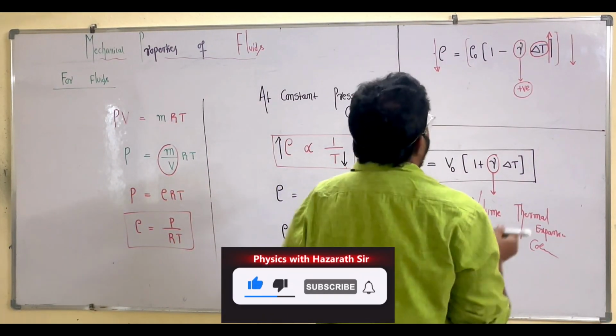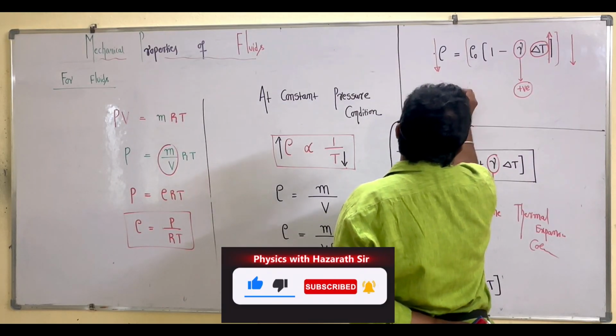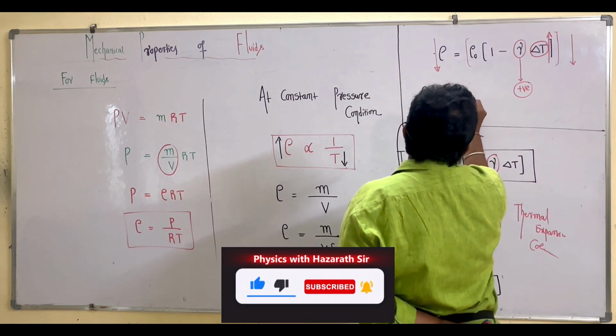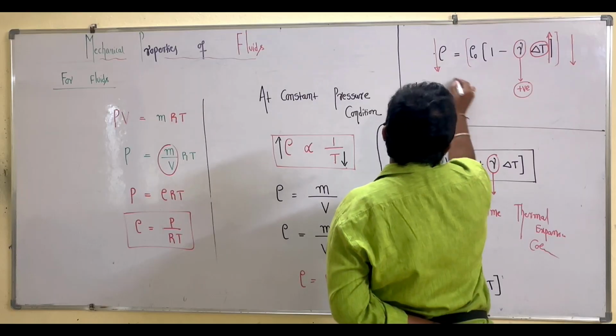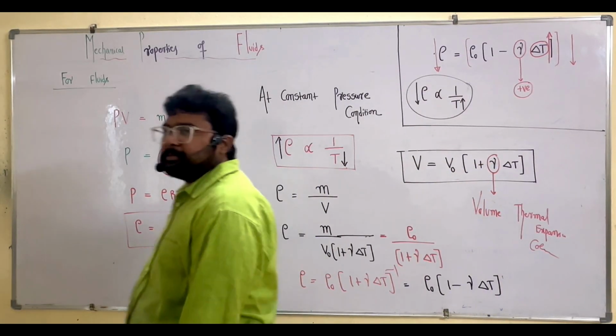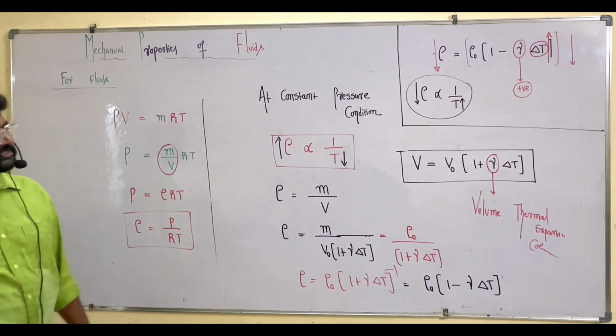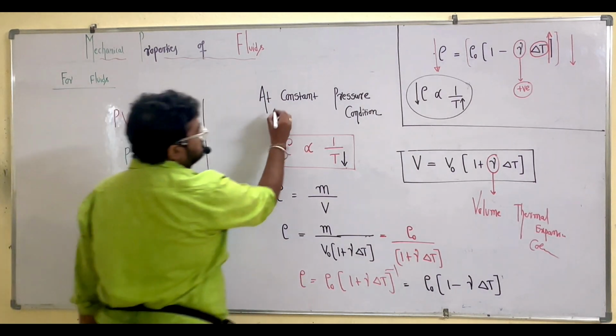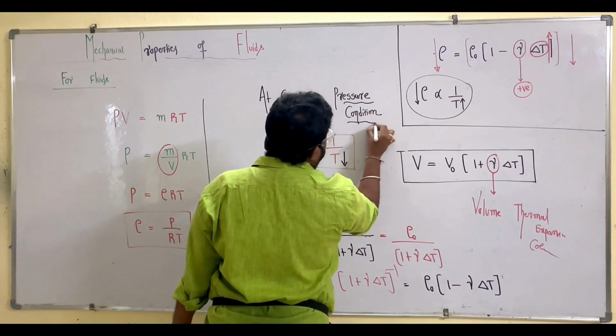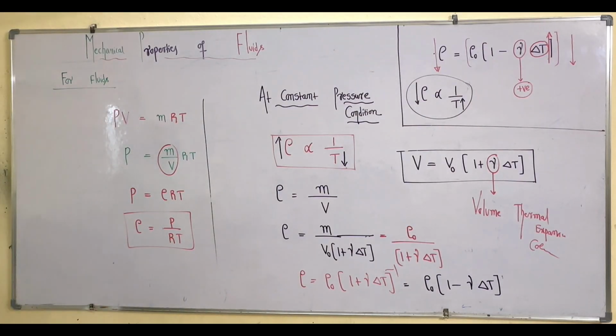Understood? So here rho is inversely related with the temperature. By increasing the temperature, density decreases. At constant pressure, V equal to V naught into 1 plus gamma delta T, and rho equal to rho naught into 1 minus gamma delta T. Clear?